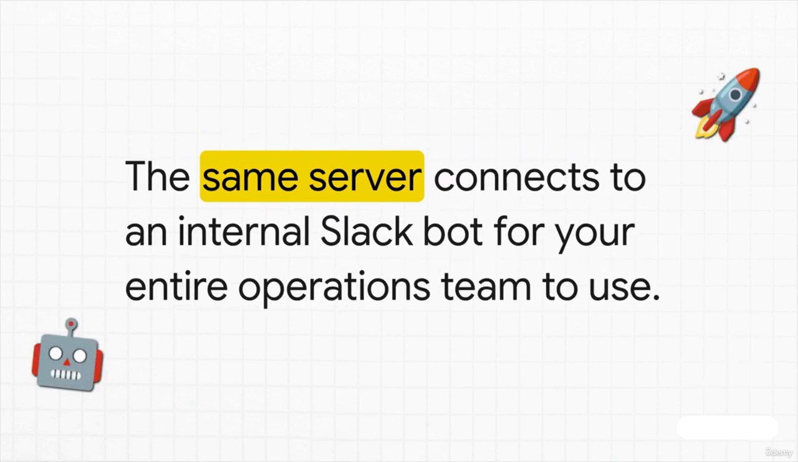And finally, that same integration can be connected to an internal Slack bot. Now your entire operations team can interact with your backend systems just using natural language. So that's one server, built once, with robust testing. We're talking unit tests, contract tests, the works, securely empowering 3 completely different teams and workflows.